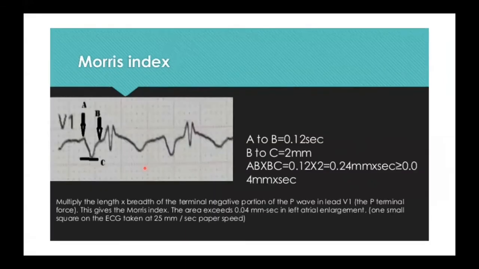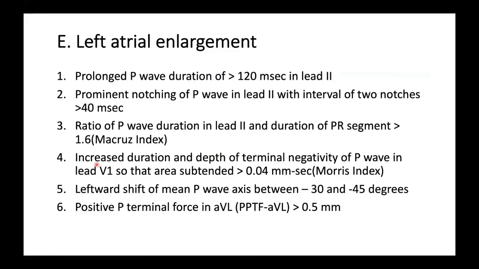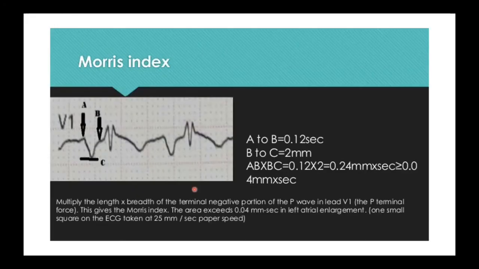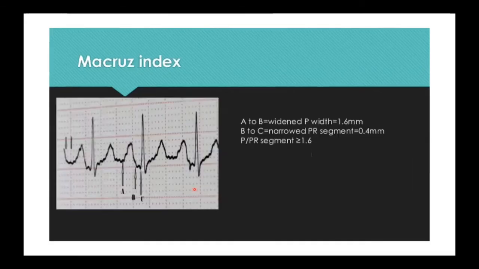Similarly, Morris index is the multiplication of A and B. So the duration of this P wave into the height of this P wave. If the duration into height is more than 0.04, it is suggestive of left atrial enlargement. Normally, this ratio should be less than or equal to 0.04. So the duration of P wave divided by the height of the terminal deflection in V1, if it is more than 0.04, it is known as the Morris index. So this is something which is important. Since these 5 points, if you remember, are more than enough for a left atrial enlargement.